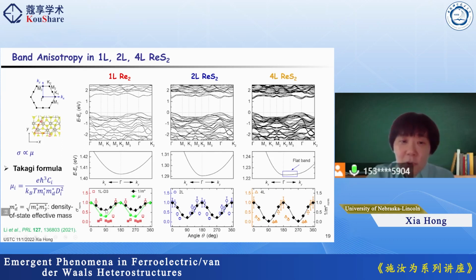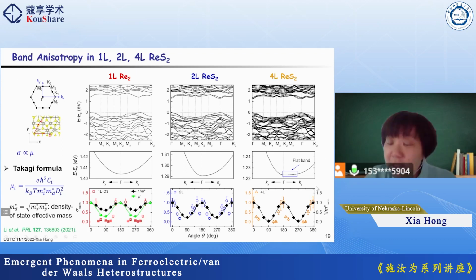Here we plotted the calculated angular dependence of the effective mass, one over effective mass, and overlaid the experimental data. For the monolayer, we have a good agreement between theory and experiment by considering both the effective mass and the anisotropic electron-phonon interaction. For the bilayer and the 4-layer, the anisotropy of the band increases, and you can see that the band anisotropy alone can account for the variation of conductivity.